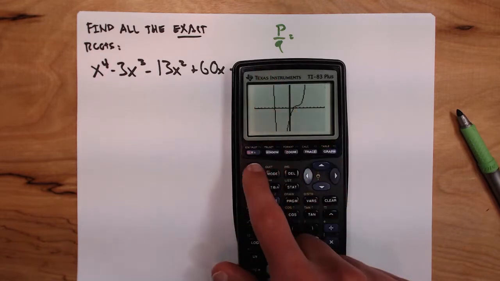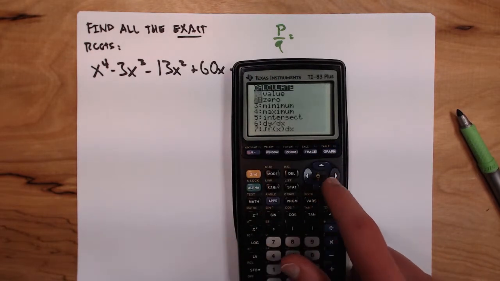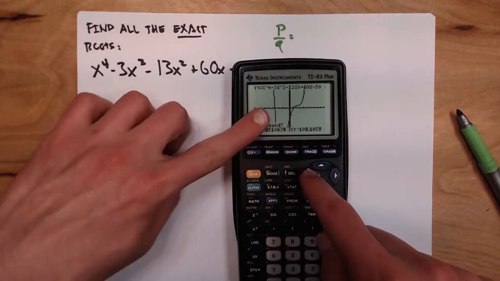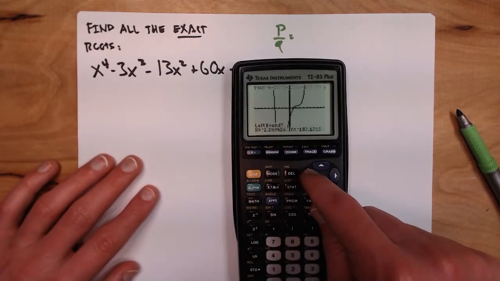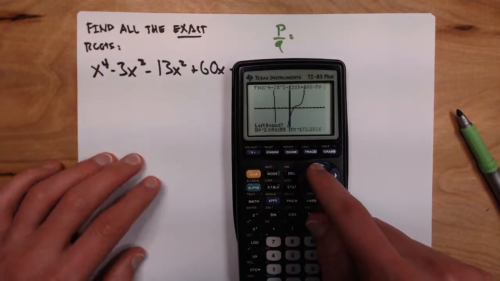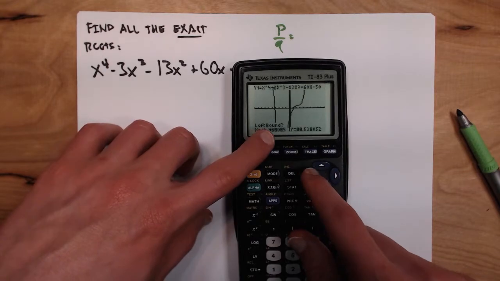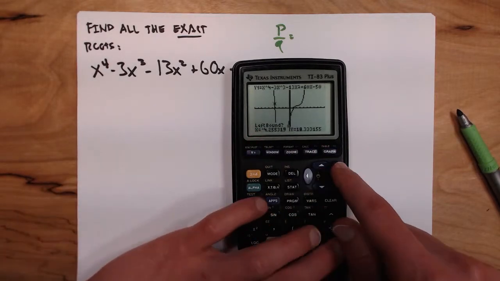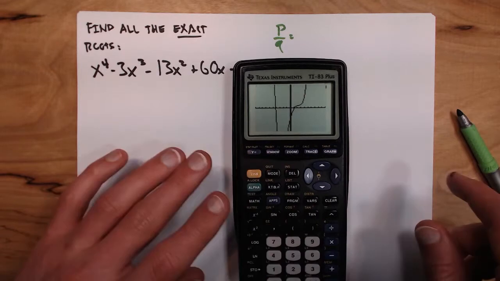So now I'm going to find my zeros. I'm going to go to second calc, 0. I'm going to go for this one first. I will go to the left of my 0. And if you lose your cursor, just look here and it'll tell you the coordinates of your cursor so you can kind of figure out where it is.